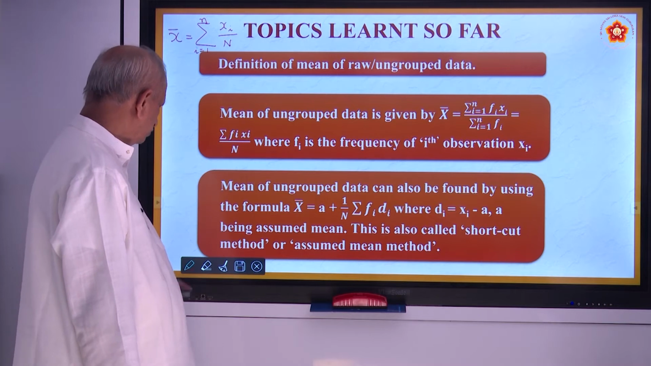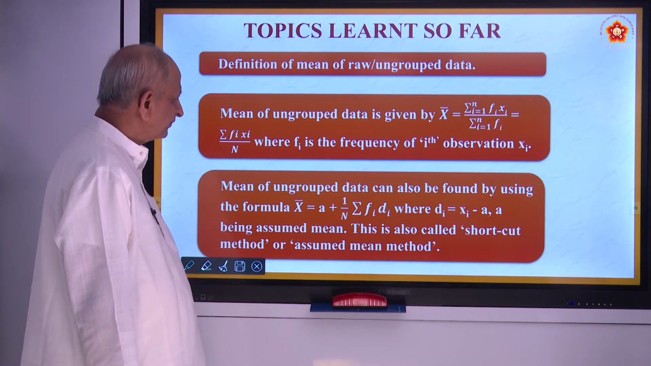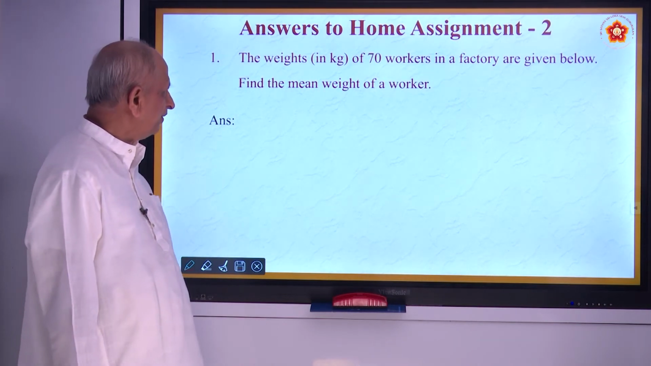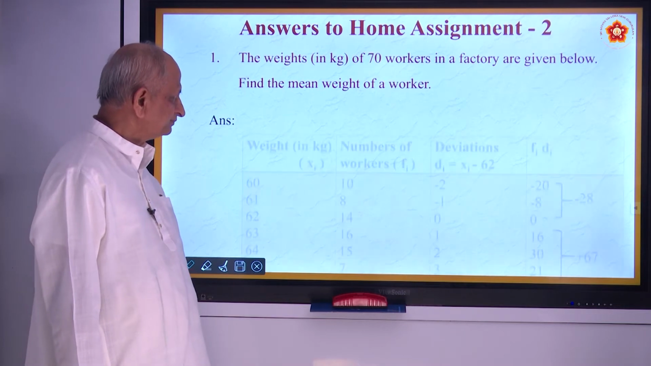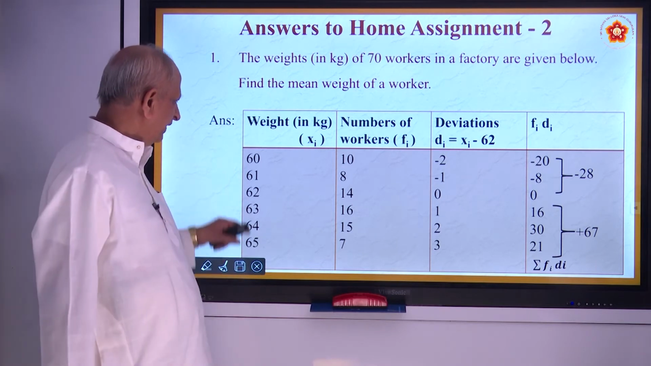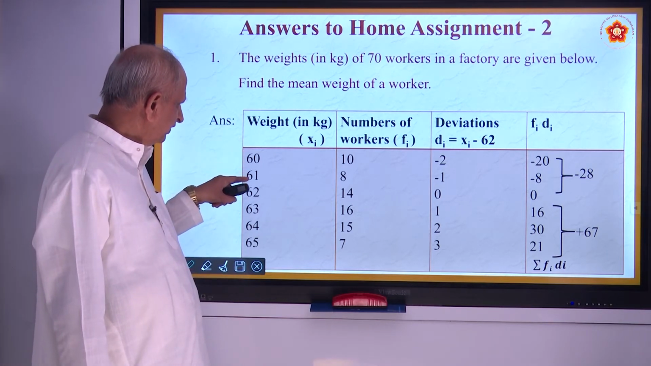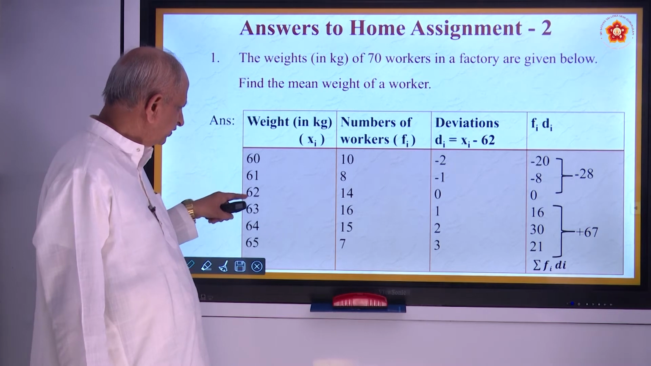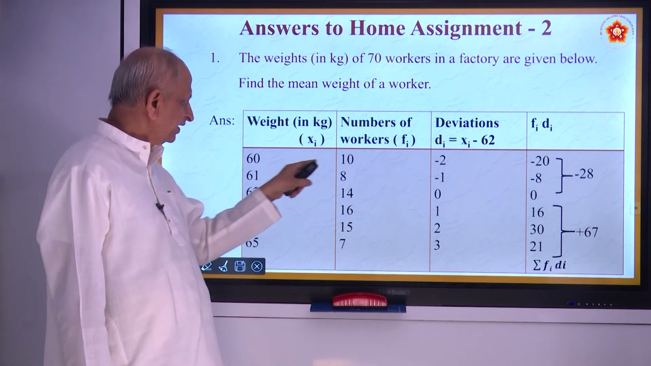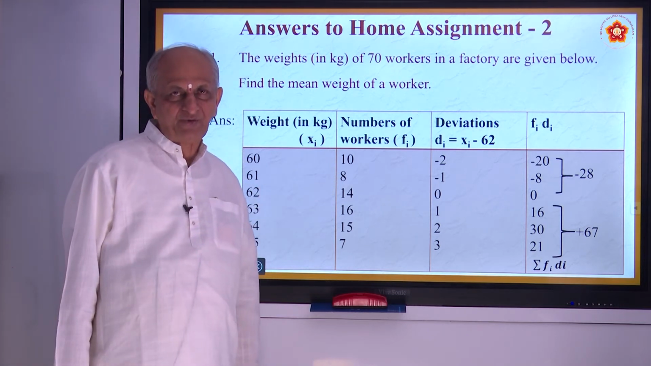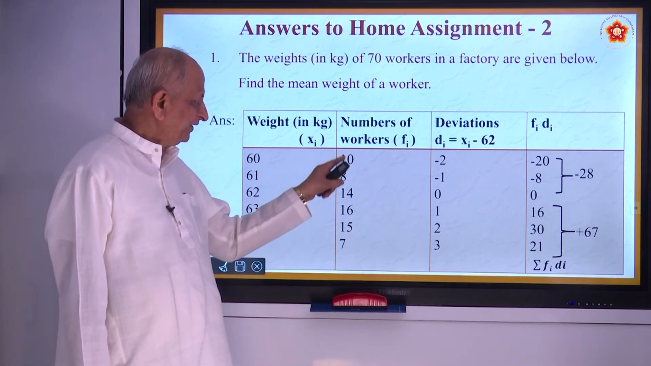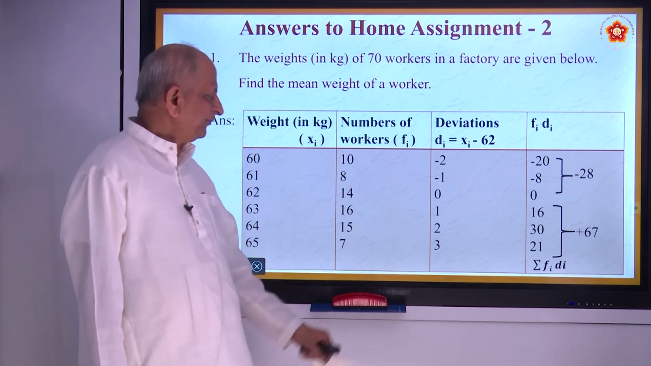Now coming to today's topic, before that, the home assignment. The weights of 70 workers in a factory are given below. Find the mean weight of a worker. Weights are given as 60 kg, 61, 62, 63, 64, 65 kgs. For the weight of 60 kg there are 10 workers. That is what we call fi. Then for 61 there are 8, like that. These are called frequencies.